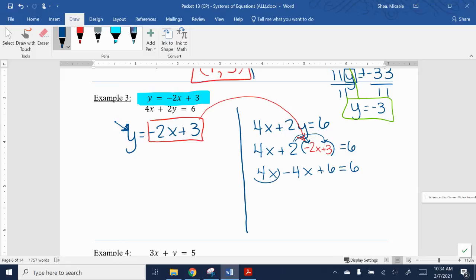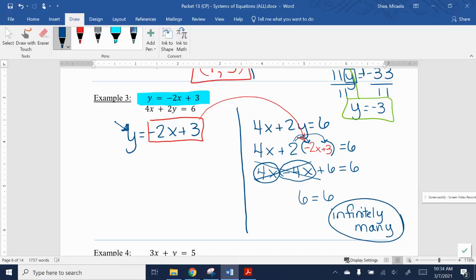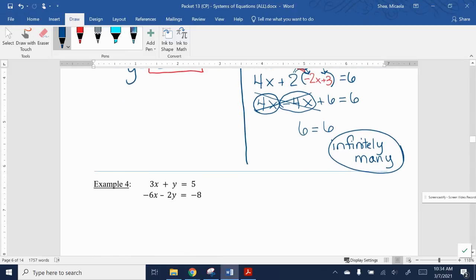We're going to combine like terms. We have a 4x and a -4x. They combine and cancel each other out. So when they cancel each other out, we're left with 6 equals 6. Does 6 equal 6? If yes, then it's going to be infinitely many. If it was not true, we would put no solution. But since they equal each other, our answer is going to be infinitely many, meaning any point we put in for x and y in either equation will make it true.